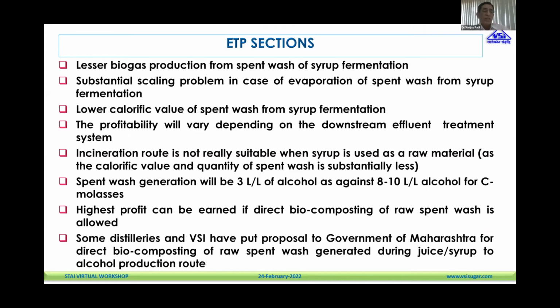Coming to the ETP section, when you are using syrup, obviously, because your pollution load is getting reduced, your biogas production will also get reduced to about 20% of the amount which you are generating with the sea molasses effluent. You can encounter a substantial scaling problem in case of evaporation of spent wash from syrup fermentation. The spent wash will have low calorific value, and the profitability of ethanol production will vary depending on the downstream effluent treatment system being used.